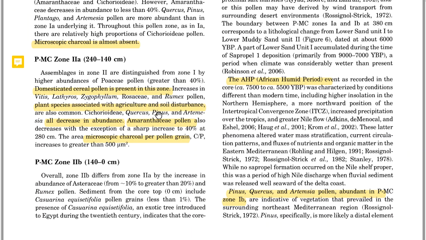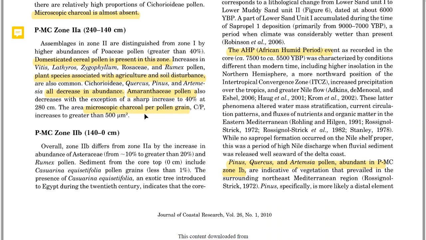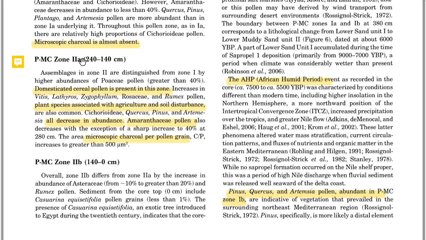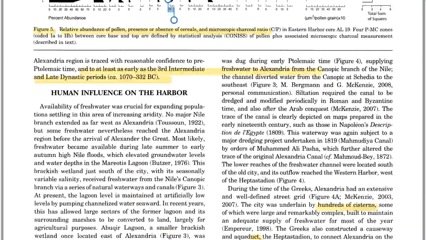You see that these other plants, especially Pinus, the pine tree, are decreasing. So it could be that people are cutting these down. They're starting to grow food, they're disturbing the soil based on the pollen of certain plants, and these natural growing plants are starting to decrease. And then what you see is microscopic charcoal starting to show up. So this is 2A. Let me take you up to the chart here.